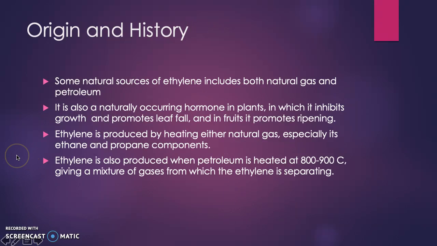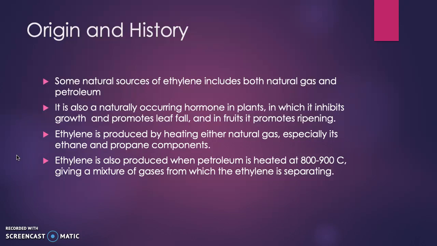The origin and history of ethylene is very vast. Some natural resources of ethylene include both natural gas and petroleum. It is also a naturally occurring hormone in plants, in which it inhibits growth and promotes leaf fall, as I had said before. And in the fruit, it promotes ripening.